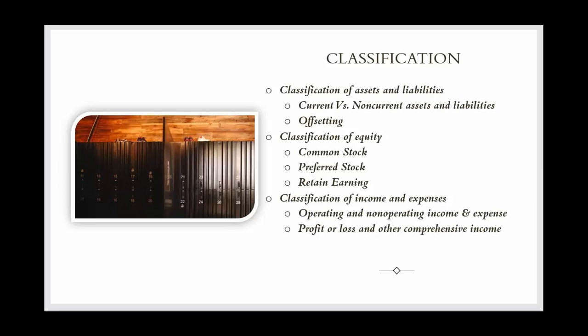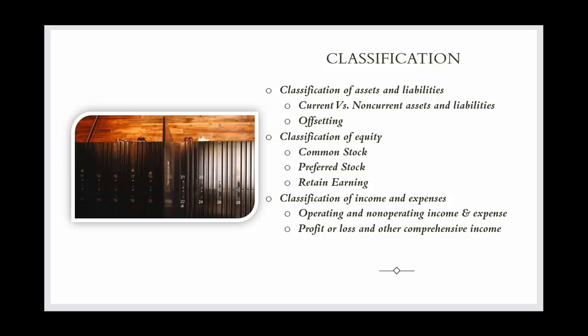Classification Introduction. Classification in financial reporting involves organizing financial data based on shared characteristics. This helps in presenting and disclosing information in a way that enhances understandability, relevance, and comparability. Proper classification ensures that similar items are grouped together and dissimilar items are kept separate, providing a clear and accurate picture of an entity's financial situation.